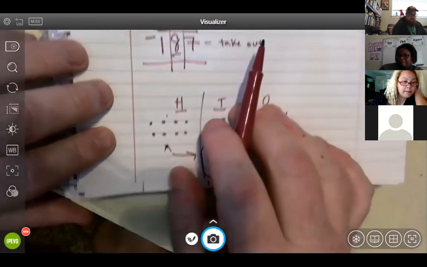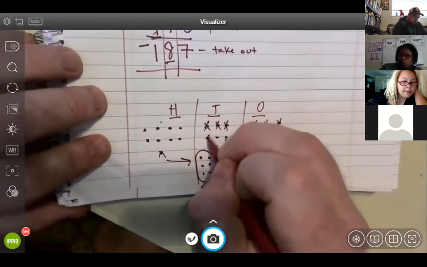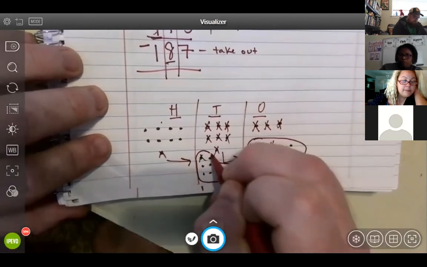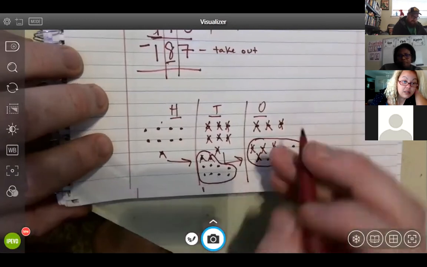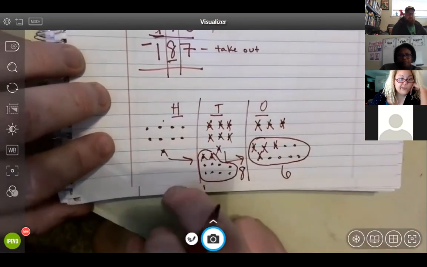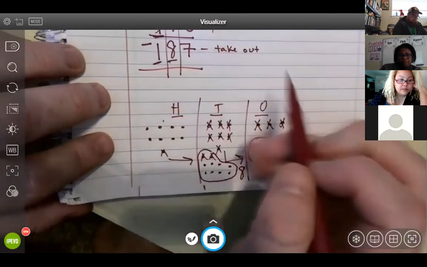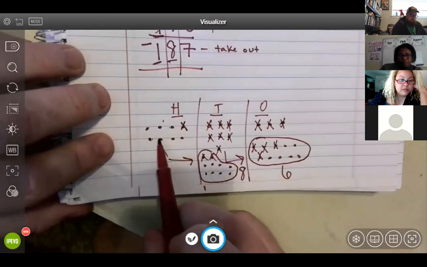Now we can take out that 8: 1, 2, 3, 4, 5, 6, 7, 8. That leaves me with 8 left over. Now we can go to our hundreds and finish it up. Minus 1. That leaves me with 7.